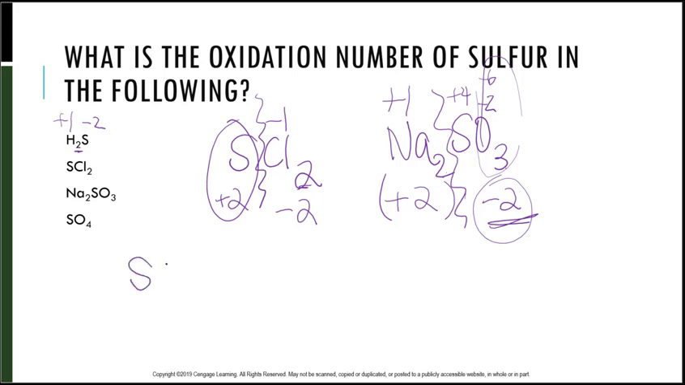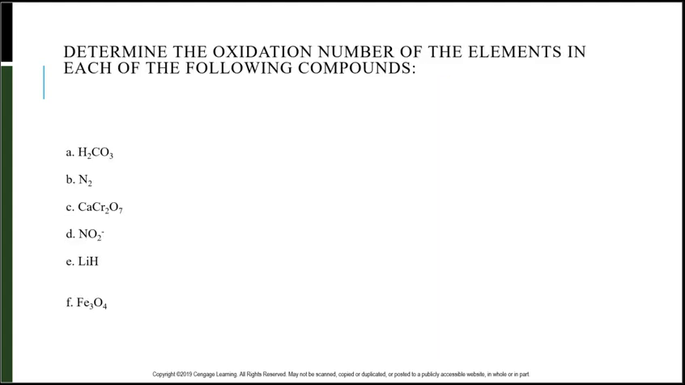How about this one? Sulfur tetroxide, SO4. Again, we know oxygen is always negative 2, so 4 negative 2s is negative 8. So sulfur must be plus 8. How do you feel about that? Why don't you pause the video here and try to figure out what the oxidation numbers of the elements in each of the following compounds are.